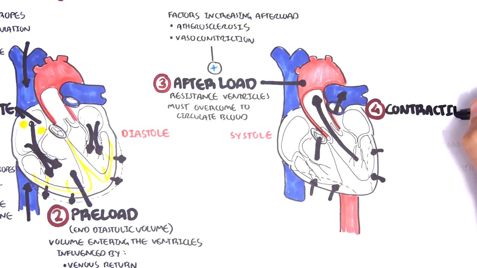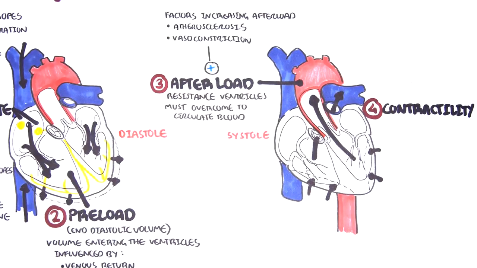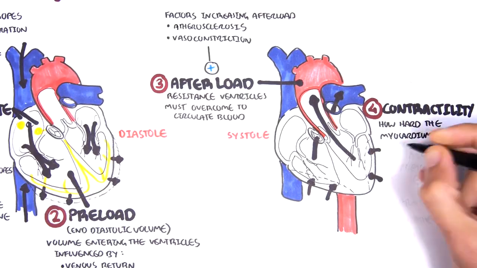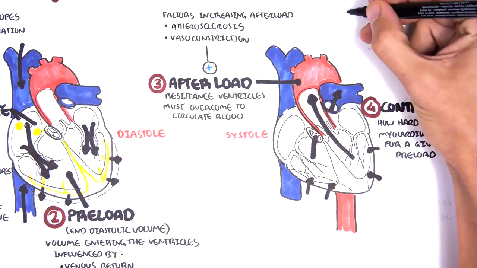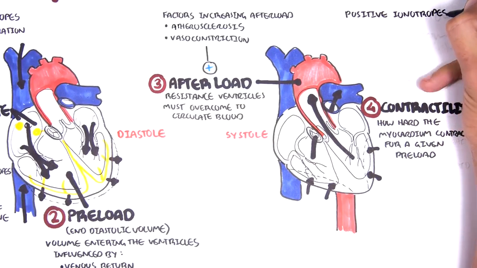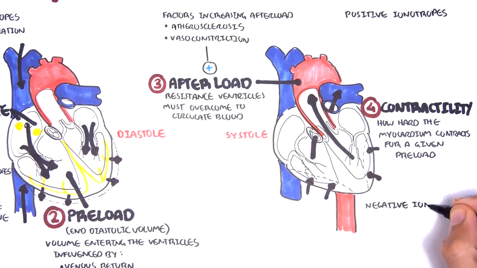The fourth determinant of cardiac output is contractility. This is how hard the myocardium must contract for a given preload. And there are things that influence contractility. These are inotropic factors. There are positive inotropes which increase contractility, and then there's negative inotropes which decrease contractility.